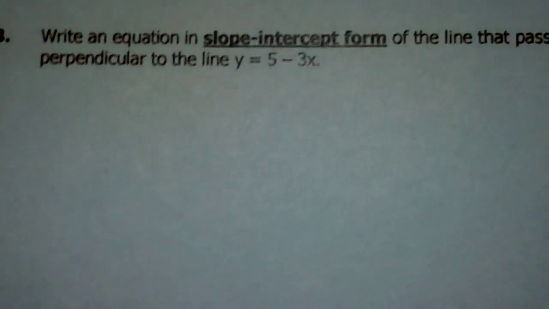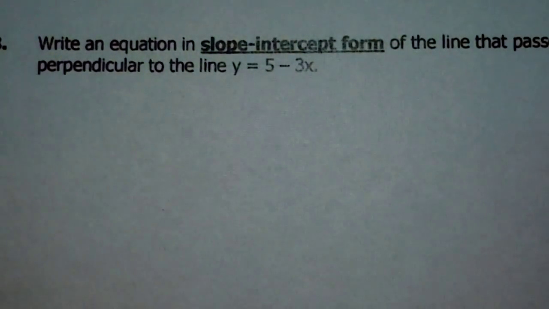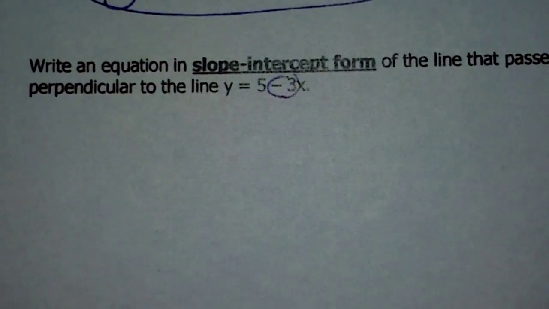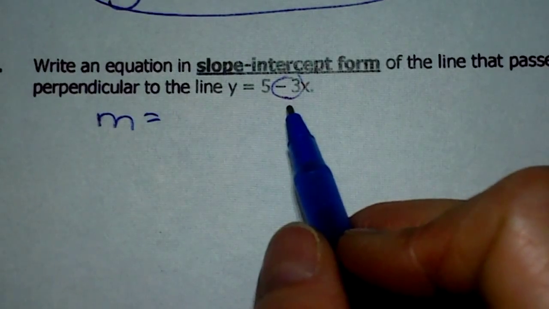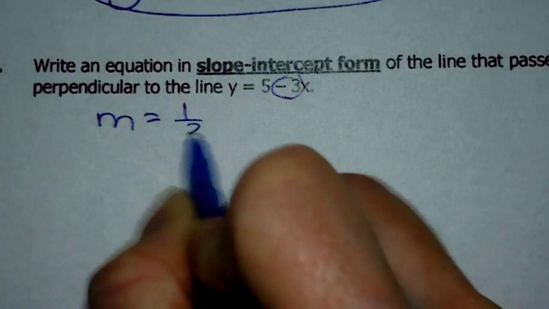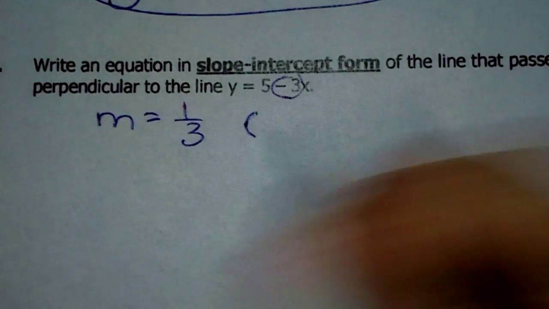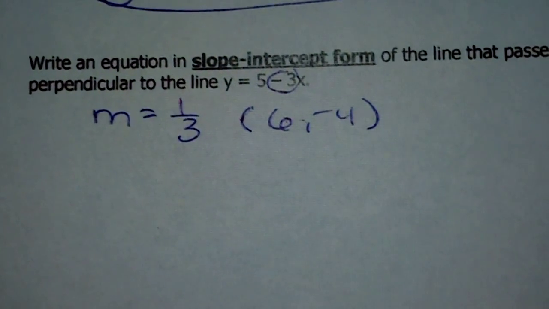Now I give you the same kind of scenario, except I ask you to write an equation that's perpendicular instead. So you have to remember that perpendicular equations have opposite reciprocal slopes. So if the slope given by this is -3, that means the slope that I'm going to need needs to be the opposite of negative, which is positive, and the reciprocal of 3, which is 1/3. So the slope that you should use for this is 1/3. And it's the same exact ordered pair. We want 6, -4.